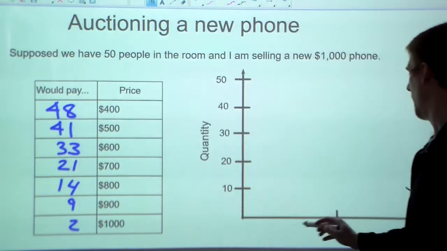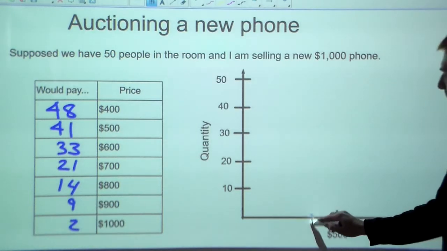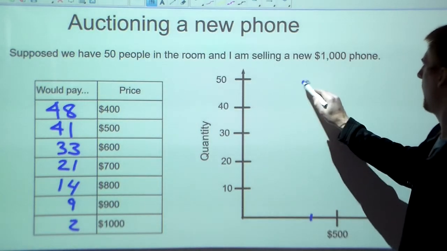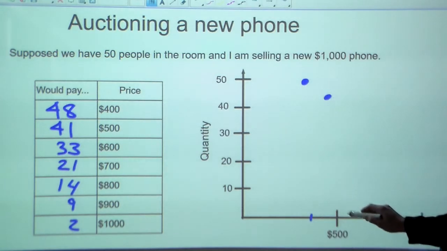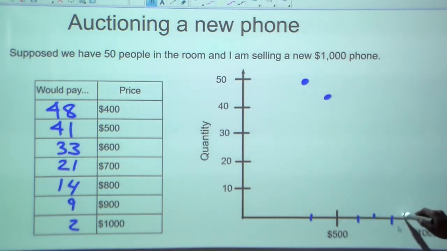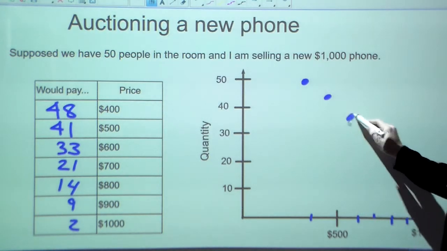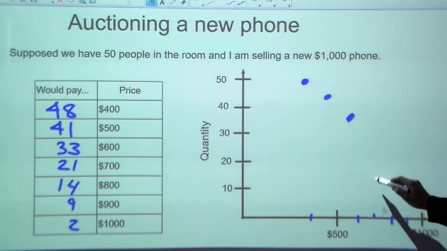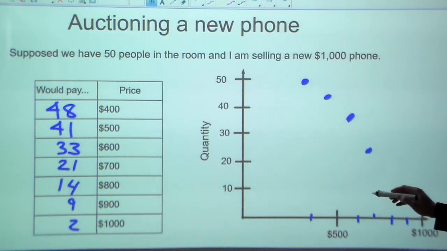So $400, I'm trying to keep this spaced evenly. 400 is going to be about right in there. And a lot of people are still in the market. By $500, down to 41. $600, we're at 7, 8, let's put all those in there. $600, we're at 33. Pretty linear so far. And in real life, these are not going to be so linear. This is just because I'm picking numbers, but we'll look at some examples in a minute.